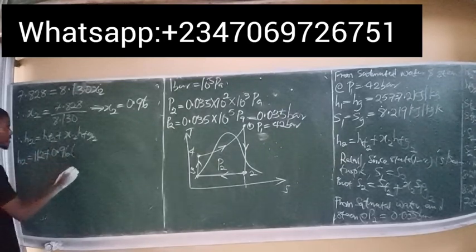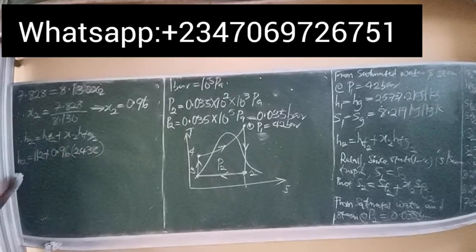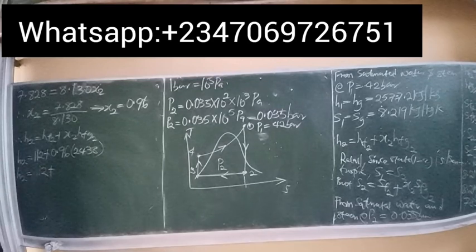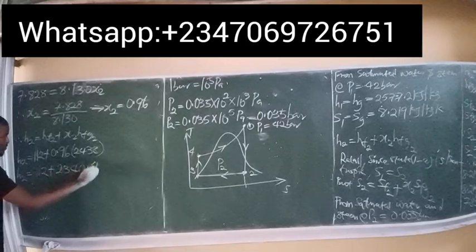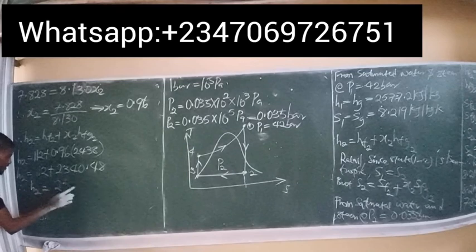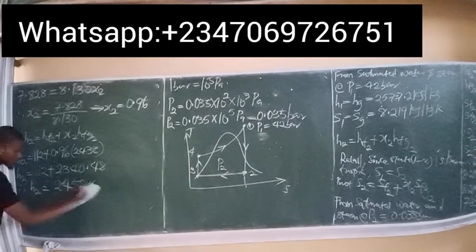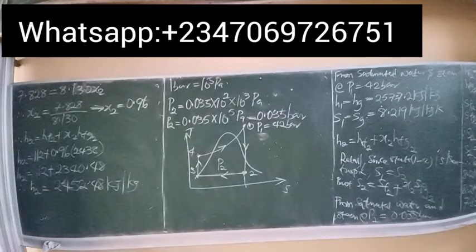2438. So HFG2 is simply 2438. All right, so it means enthalpy at state 2 is now equal to 112 plus 0.96 times 2438. That gives us 2340.48. So therefore H2 is now equal to 112 plus 2340.48. That gives us 2452.48 kilojoules per kilogram. So this becomes the enthalpy at state 2.